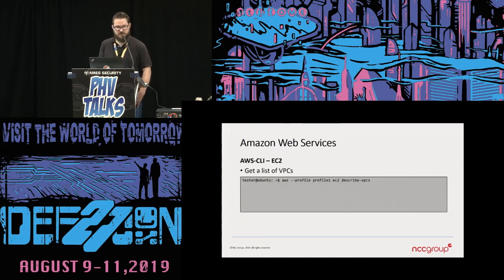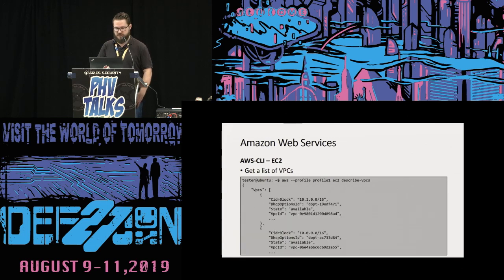So the first thing that we want to do in EC2 is get a list of the VPCs, or virtual private clouds. So we'll run this command. We get a list of VPCs, again, truncated output. We see VPC IDs. We've got CIDR blocks that are associated with the VPCs. So we'll take this VPC ID and we'll use it in some next queries.